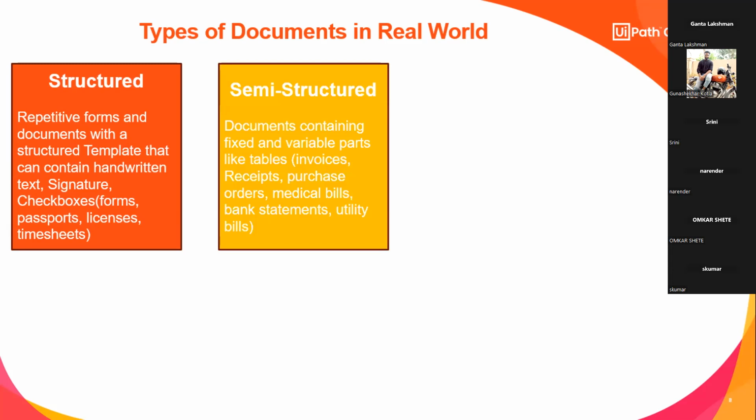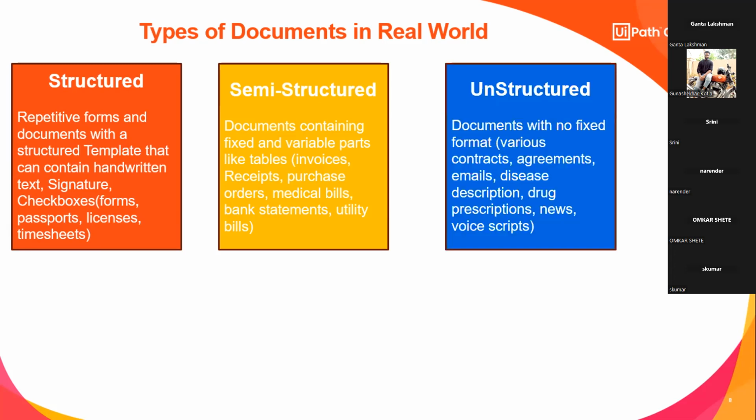So the next one is the semi-structured document, which we can say includes receipts, purchases, orders, medical bills, bank statements, and utility bills. This is a kind of semi-structured document because a bank statement, for example, comes in rows and so on, so we can automate this also.